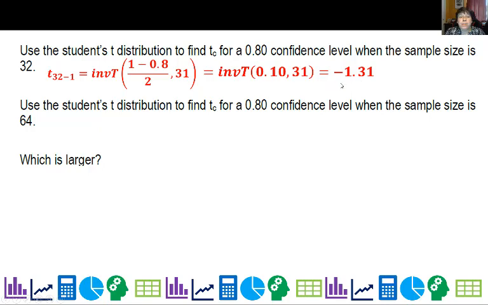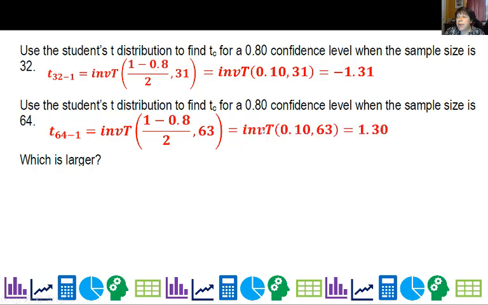By the way, if you do these with these lower values, you will get a negative. But usually when we're using them, we don't worry about it. We say, well, we'll use the positive value. So if I'm doing 80% with the sample size 64, the only thing that changes is my degrees of freedom, and you can see it's 1.30. It really should be negative 1.30.